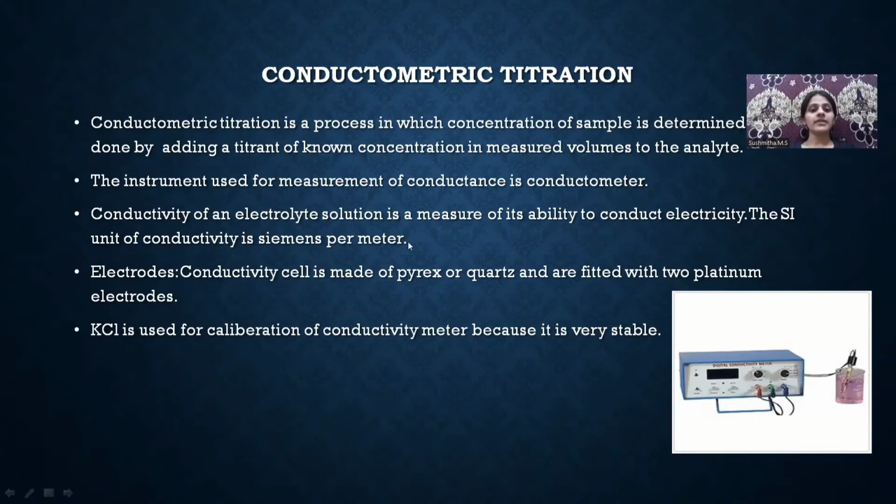Conductivity of an electrolyte solution is a measure of its ability to conduct electricity. The SI unit of conductivity is Siemens per meter. The electrode used here is a conductivity cell, made of Pyrex or quartz and fitted with 2 platinum electrodes. KCl is used for calibration of the conductivity meter because it is very stable.